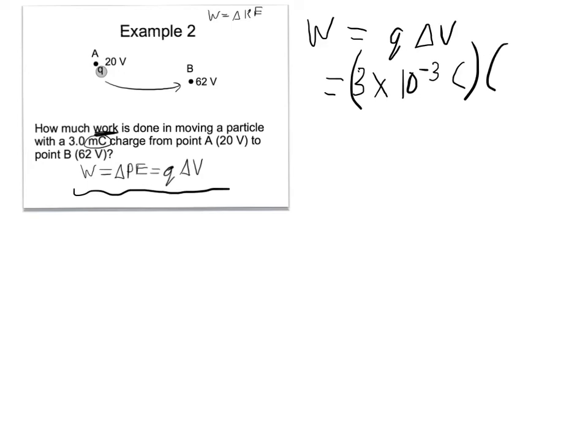And a potential difference, so delta V would be the difference between 20 volts and 62 volts. Our final is higher than our initial, so change, by the way, is always final minus initial. So if we went from 62 to 20, we'd have a negative change. Since we're going from 20 to 62, we have a positive change. Remember, it's always final minus initial. So my final 62 minus my initial is 20.